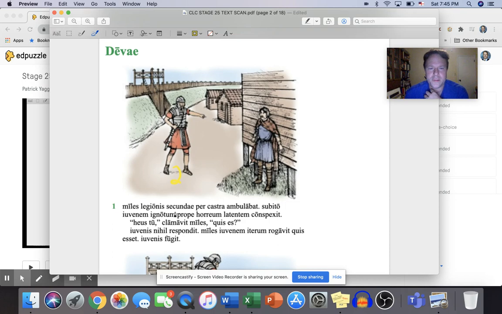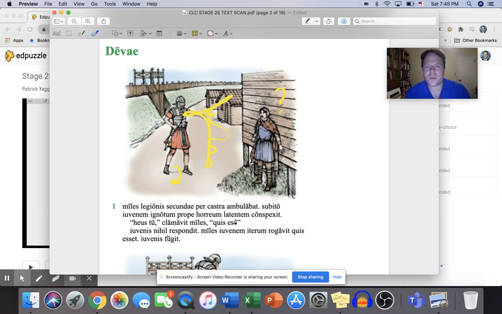Now, Miles Legiones Secundae, per castra ambulabat subito. And I would gesture subito kind of wildly, like suddenly. Okay, unum ignotum. And maybe I can draw a question mark here for ignotum, right? Unum ignotum prope horam latentem conspexit.